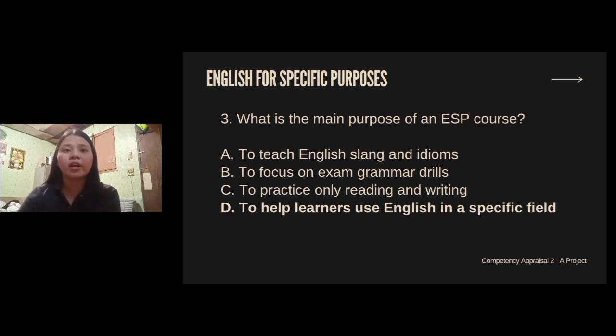So the correct answer is letter D, to help learners use English in a specific field. Because ESP helps students learn English they will use in real-life situations within their job or study field. The letters A and B are not ESP goals, so that is incorrect. And the letter C is too limited, because ESP covers listening, speaking, reading, and writing based on context, and not only reading and writing.